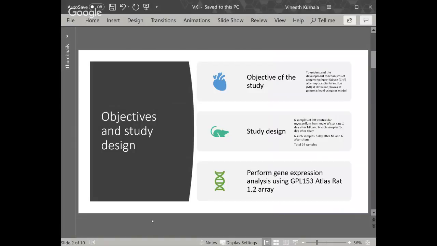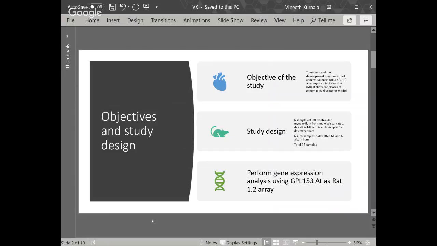So the objectives and the study design are as follows. The objective of the study is to understand the development mechanisms of congestive heart failure after myocardial infarction at different phases at the genomic level using rat models.